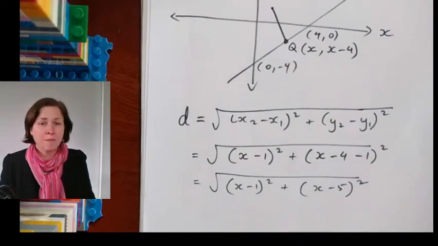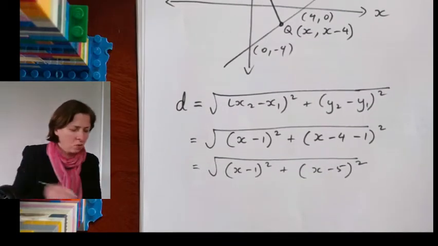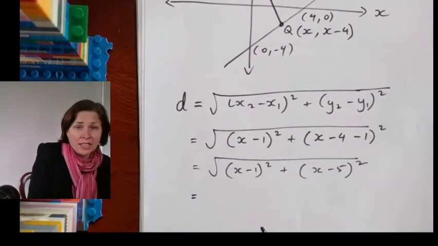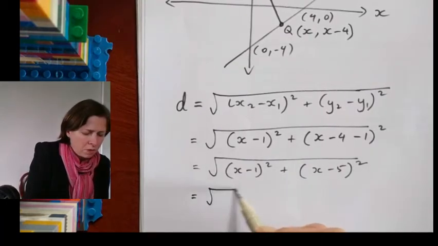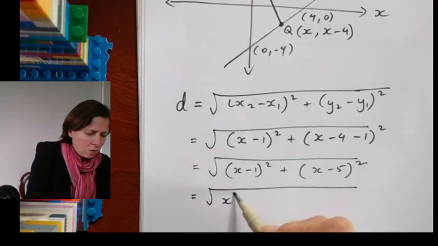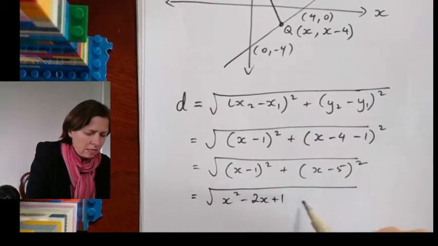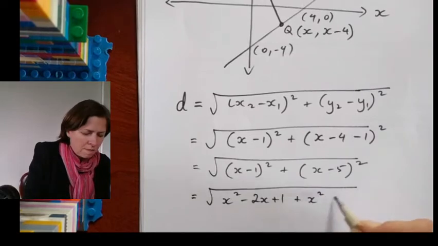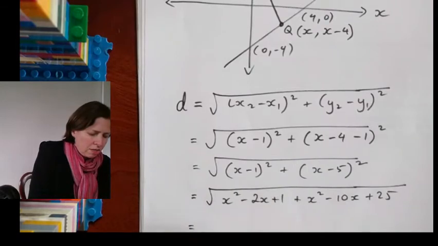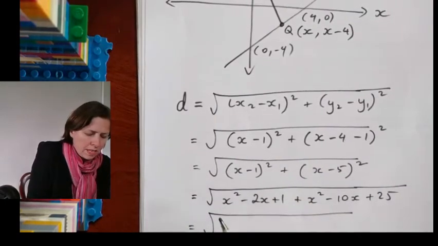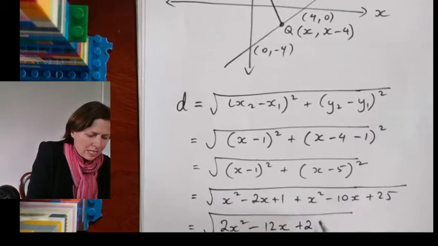Now I'm going to expand this and simplify it and see what it gets me. I can leave it like this, but if I'm going to differentiate, it's easier for me if I expand it first. So here I'm going to get x squared minus 2x plus 1, and I add that to x squared minus 10x plus 25, which gives me the square root of x squared plus x squared minus 2x minus 10x, that's minus 12x, and plus 1 plus 25, that's plus 26.